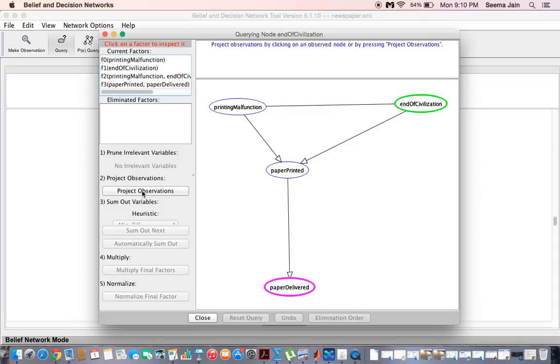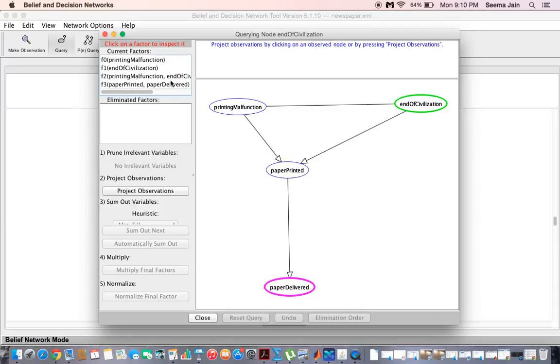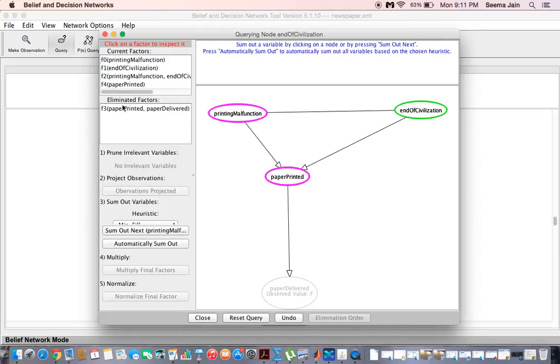So we will project observations on paper delivered. So notice that we had an F3 here. So paper delivered occurs only in F3, and when we project the observation, this variable has been eliminated, and we get only F4.